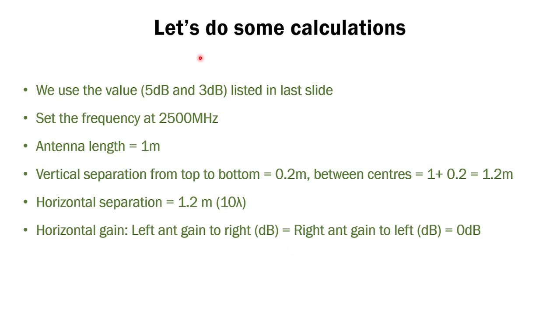Let's have an example for calculation. Let's say the frequency is 2500 megahertz. The antenna length is 1 meter, and the vertical separation from top to bottom is 0.2 meter. So between the centers is 1 plus 0.2 equals 1.2 meter, and the horizontal separation is 1.2 meter. So the horizontal gain, the left antenna gain to the right, equals the right antenna gain to the left, equal to 0 dB. Okay, this is just one of our conditions here.